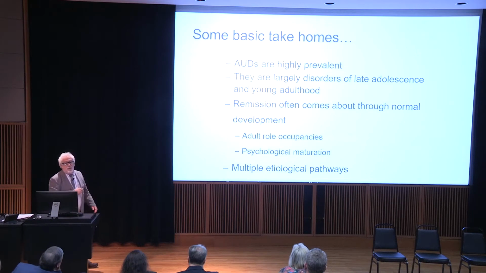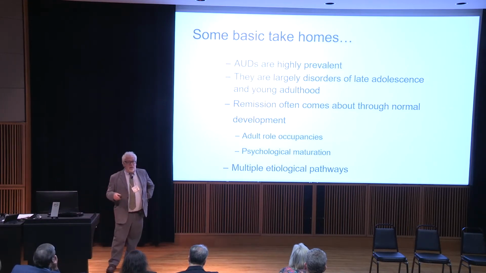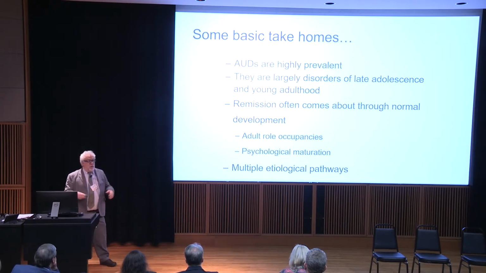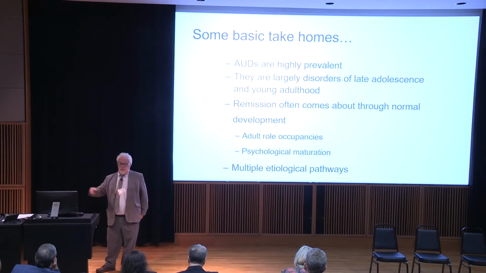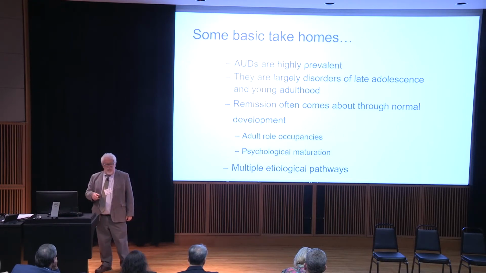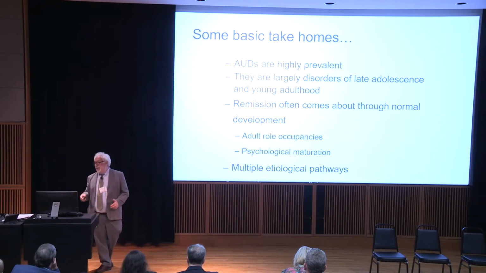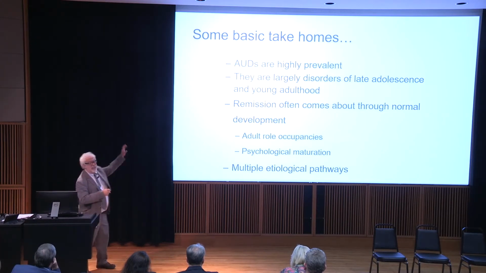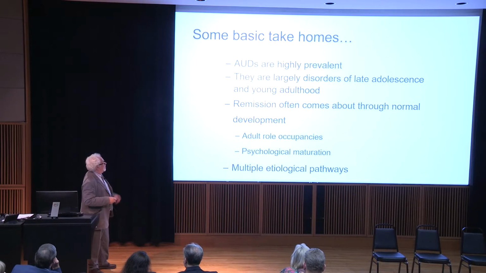So some basic take-homes from this are that AUDs are very highly prevalent. In fact, they typically show up in most psychiatric surveys as the most prevalent psychological disorder in the US population. They are largely, but by no means exclusively, disorders of late adolescence and young adulthood. We might have to change that. Some of the epidemiologic surveys over the last 10 years, say from 2008 to 2018, in a recent published meta-analysis, have shown that the biggest increase is in people about my age. So there are some new demographic trends, but it doesn't really change that. It's still this big bulge in earlier adulthood.